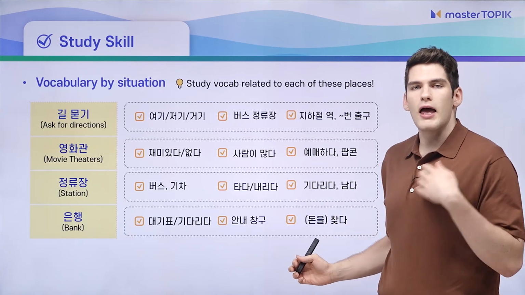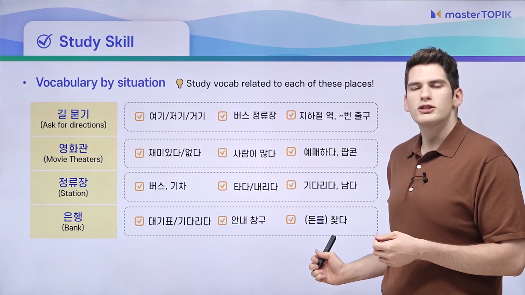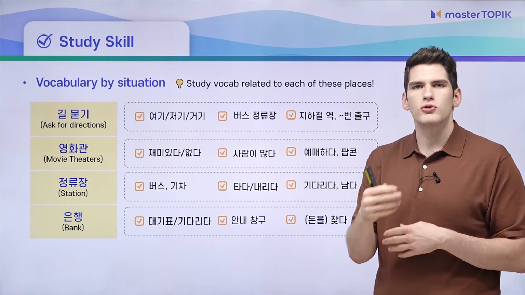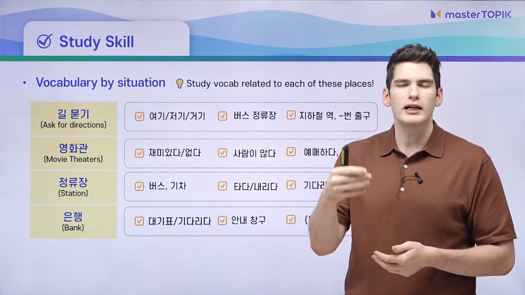And then once you go up, you can say, 저 돈을 찾으러 왔어요. I came to withdraw some money. 돈을 찾으러 왔어요.